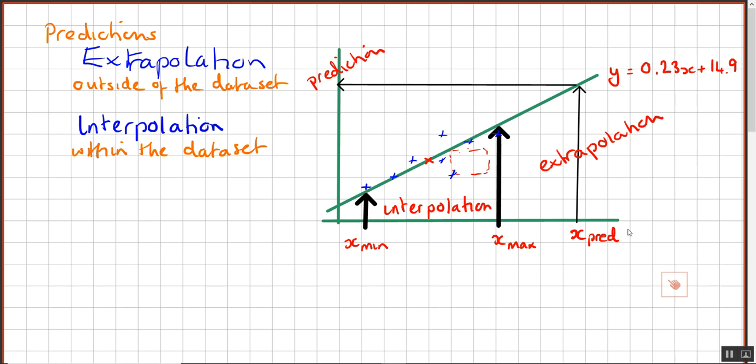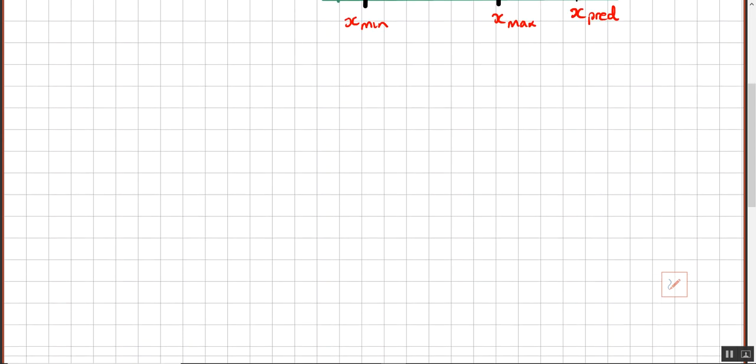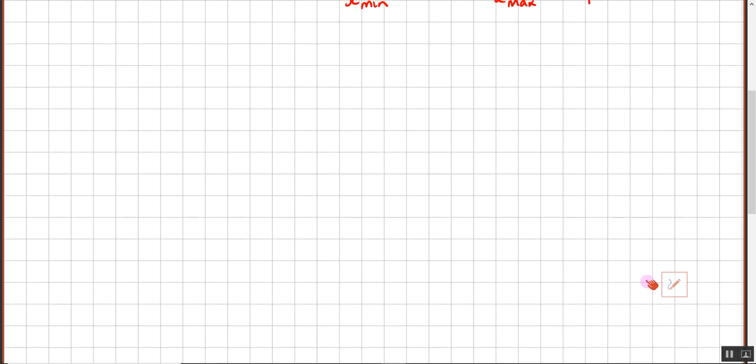All right? So, for instance, very topical. Okay, let's talk about what would happen if we were to plot age against cross-country times.